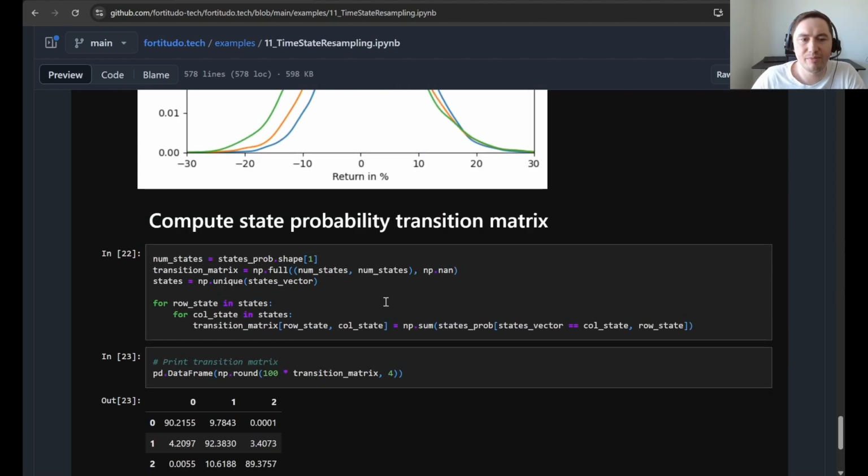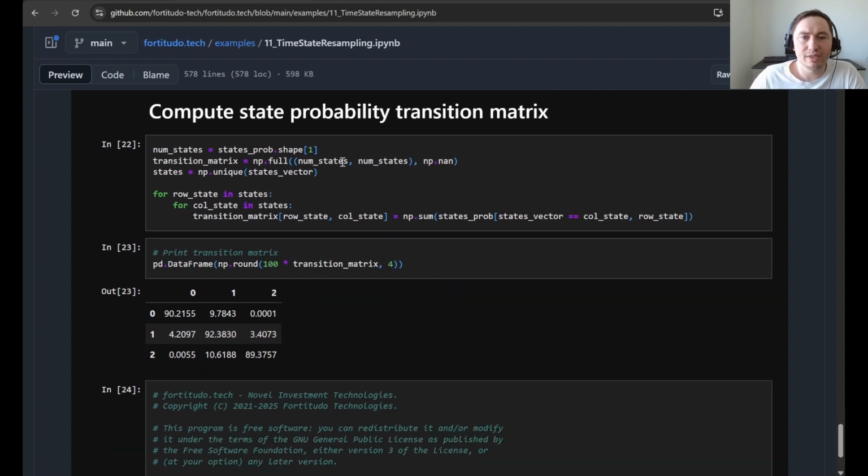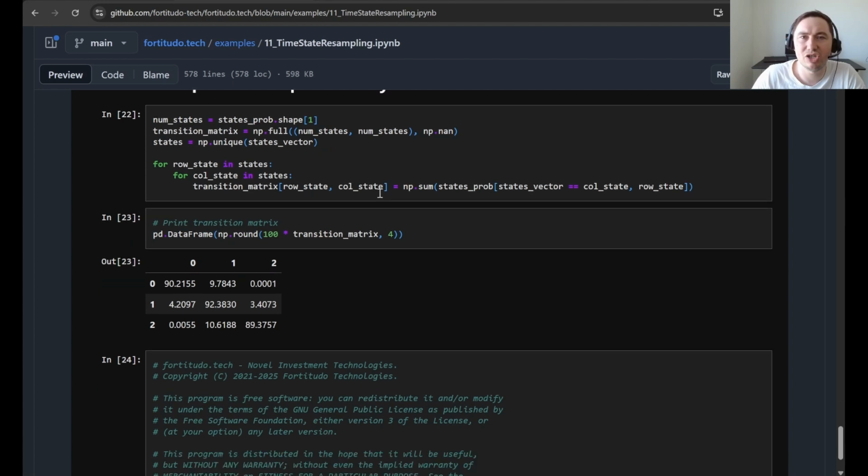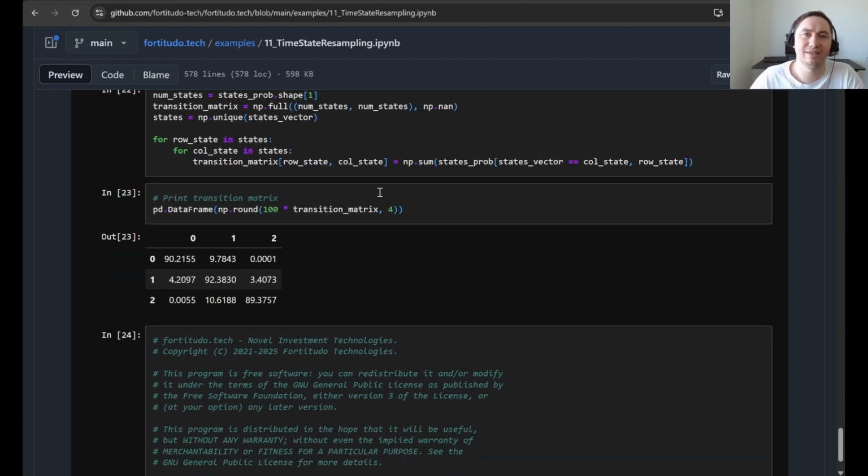You can then see that it converges to something that is quite similar. Here we show this state probability transition matrix. When you have these posterior probability vectors, you can compute a transition matrix for the Markov chain. It's not something that is strictly necessary when you do resampling in this case, but it might give you some information about how sticky these different states are.